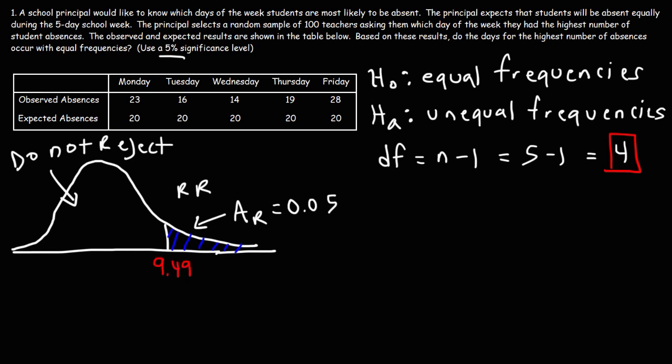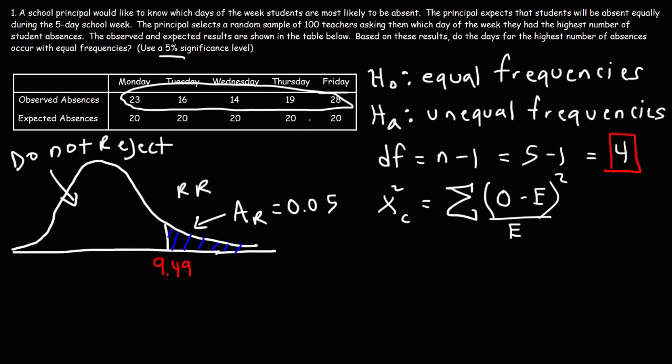And now we need to get our calculated chi-square value. The formula that we're going to use is this formula. It's sigma, which represents the sum of the difference between the observed values and the expected values, squared, divided by the expected values. And we could find this in a table. The first row contains the observed values, and the second one contains the expected values, which have equal frequency. So using this formula, here's what we're going to get.